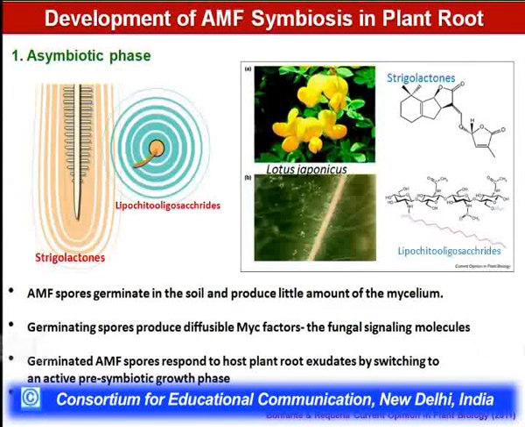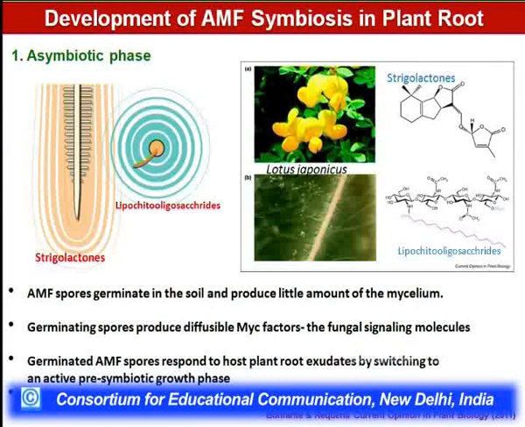Let me explain here that before 2005, it was not very well known what the chemical components or molecular dialogues communicated between plant and arbuscular mycorrhizal fungi were. But later, it became very clear that there are certain chemical compounds, signal molecules, which are released by fungi as well as plant roots, and which help the arbuscular mycorrhizal fungi to colonize the plant root. So, let me explain the asymbiotic phase first.